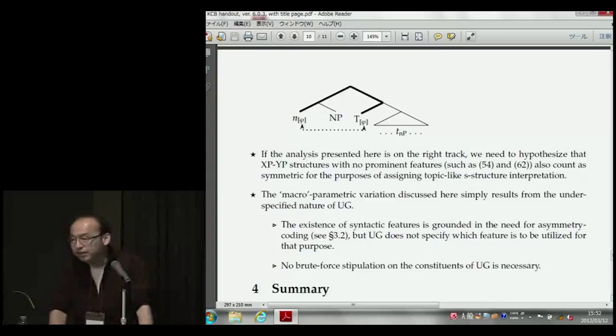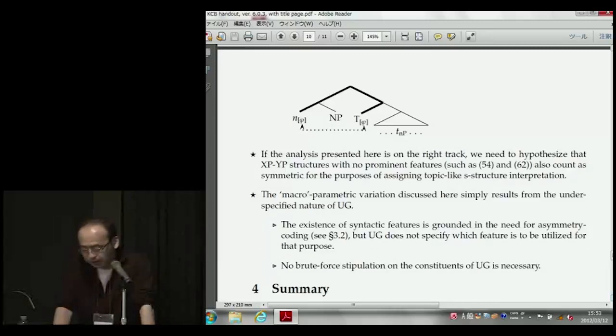This is all sort of like putting old wine into a new bottle, which makes a lot of sense here. It is particularly important to note here that the macro parametric variation discussed here simply results from the underspecified nature of UG. Recall our hypothesis that the existence of formal syntactic features is grounded in the need for asymmetry coding, see section 3.2, but UG does not specify which feature is to be employed for that.